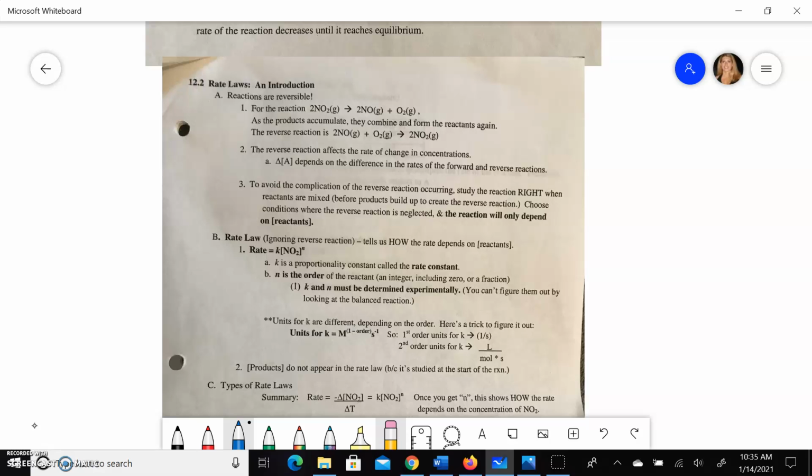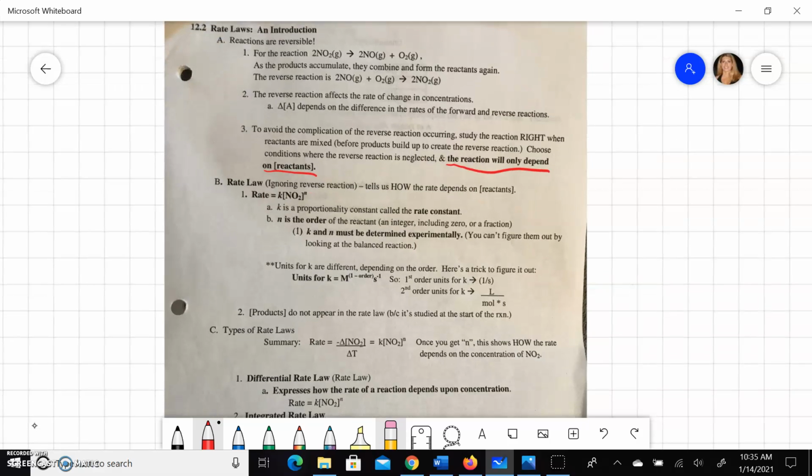And so to avoid the complication of the reverse reaction, you can do a couple of things. You can focus on reactions that don't do the reverse reaction. Not all reactions are reversible. But most of the time, and especially in this class, we are just going to focus on the reaction right at the start. And so we're not going to have any products to deal with yet. So if you focus on seeing how the reaction changes right as you start the reaction, then those products haven't really had time to reform the reactants, and so you can eliminate some of that complication.